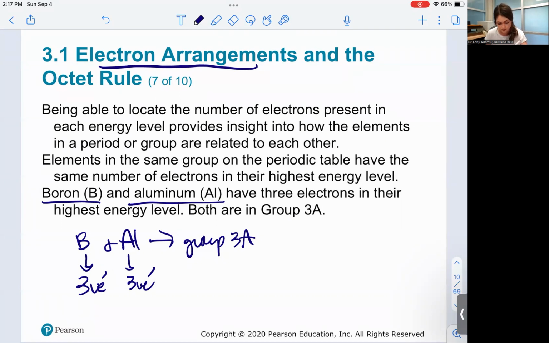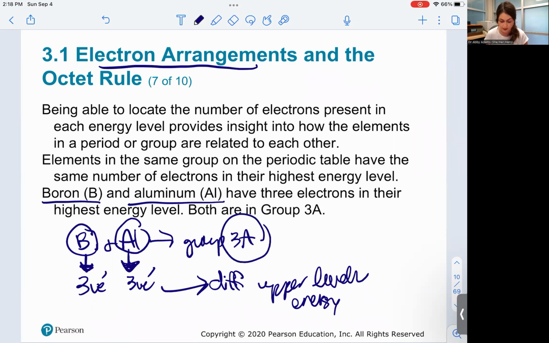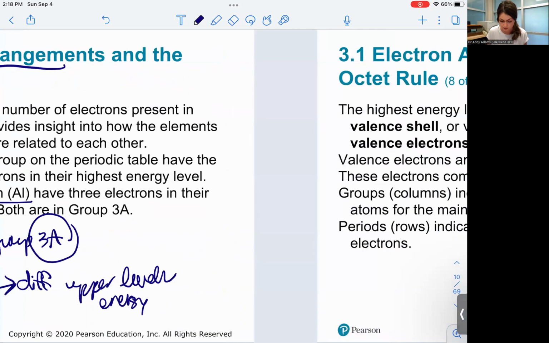You may notice that boron and aluminum have different atomic numbers, so you know what they have in common and what is different about them. These are going to be in different upper energy levels, but they're going to have the same number of electrons in that upper energy level. It's very interesting, but it could be a tad confusing, so be careful. Make sure you get this right.